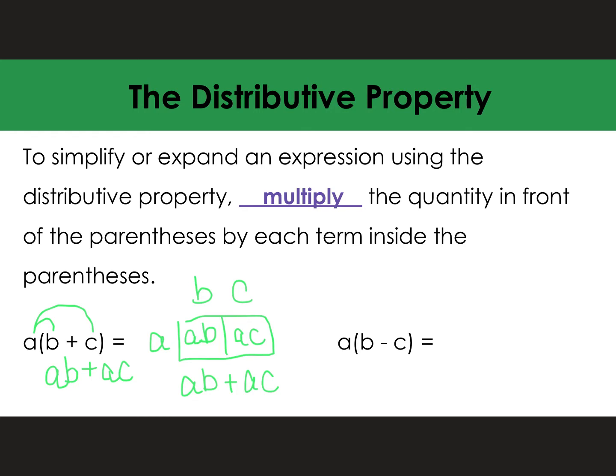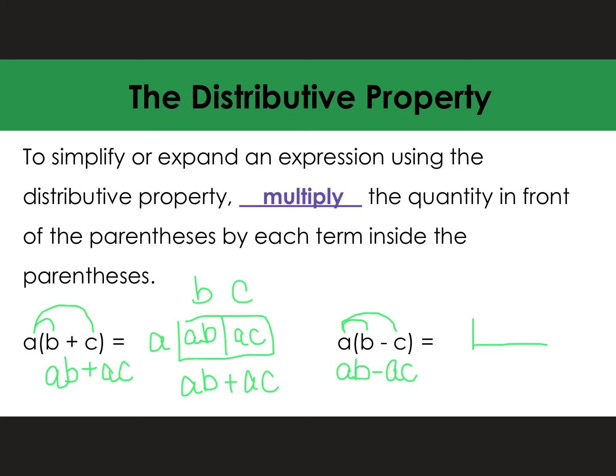Same thing with a minus C, or negative C. I'm going to multiply the A by every term in the parentheses. So I have AB and AC. And it would be minus because A times a negative C would be negative. So it's AB minus AC.